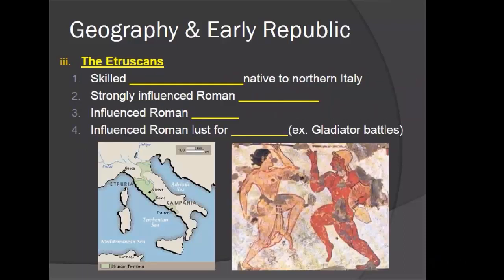And the third group was the Etruscans. These guys were really skilled metal workers and native to northern Italy. They had a very strong influence on Roman civilization. A lot of what they did was absorbed into the rest of Rome as it evolved. They also influenced the Roman arch.